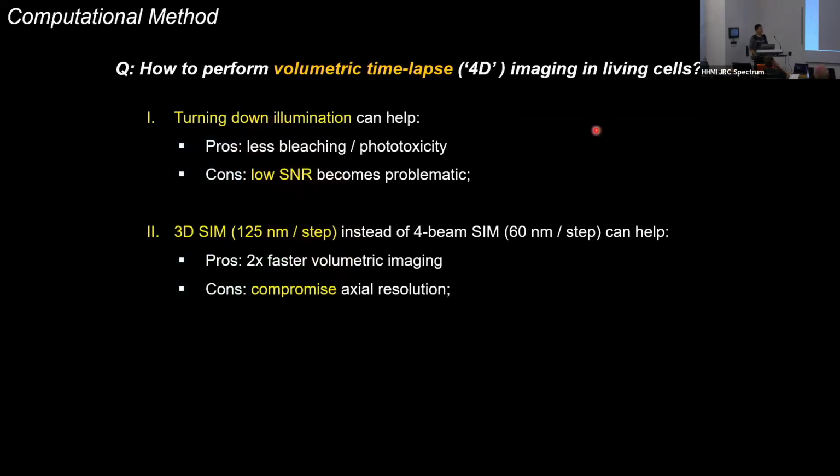So we want to ask a question: how to perform volumetric time-lapse, or say 4D imaging, in living cells? Actually, we have 2 solutions. The first one is to turn down the illumination power at the cost of signal-to-noise ratio. The second solution is to use 3D SIM, which is like 125 nanometers per step instead of the 60 nanometers per step for 4-beam SIM. Then you can save half the time and also decrease the laser usage by half.